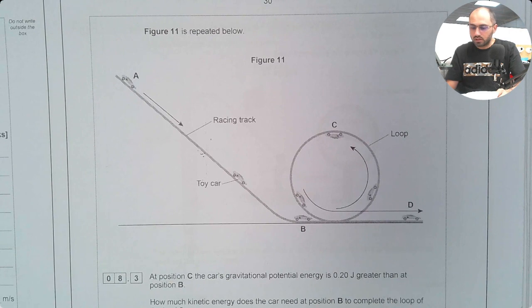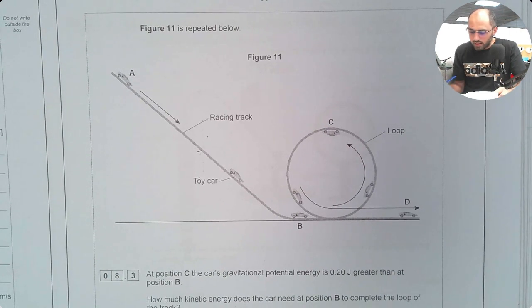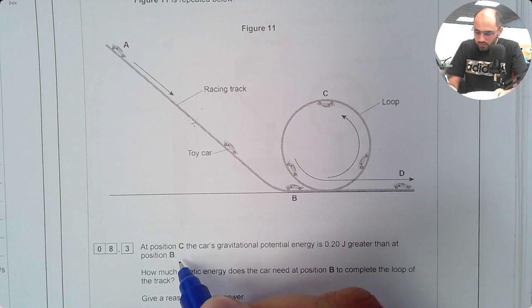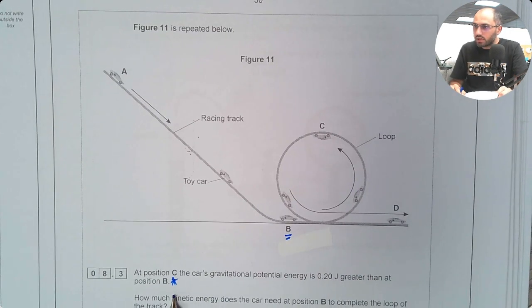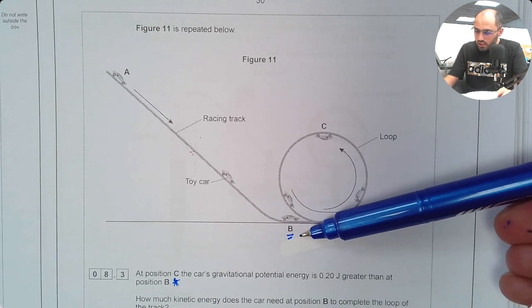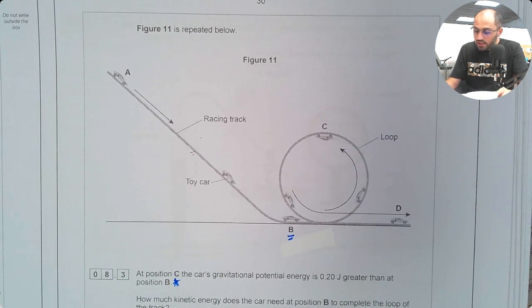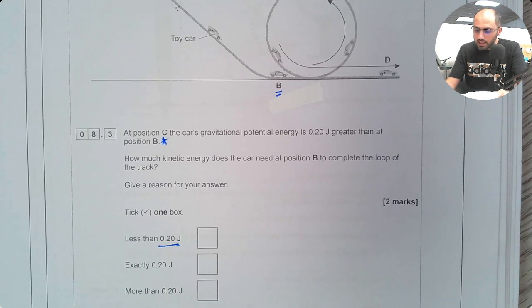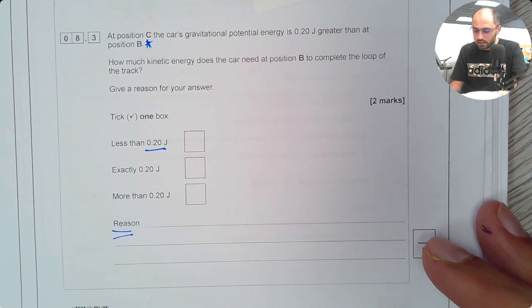The last part of this question says figure 11 is repeated below. It says at position C, the car's gravitational potential energy is 0.20 joules greater than at position B. So this statement is important here. This statement means that when the car travels from B to location C, the change in GPE is 0.20 joules. The question says how much KE does the car need at position B to complete the loop of the track? Give a reason for your answer. So we've been given 3 options and we have to choose one of them, and then we also have to provide a reason for the selected choice.